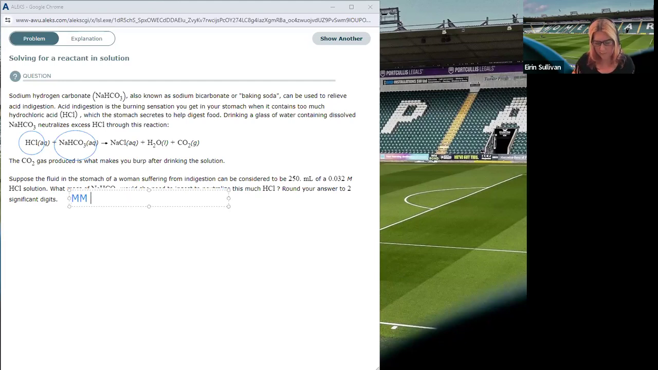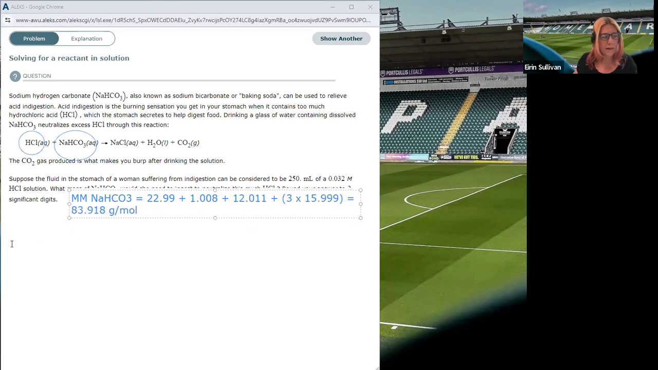So let's just quickly get the molar mass of sodium hydrogen carbonate because we know we're going to need it. So 22.99 plus 1.008 for the hydrogen plus 12.011 for the carbon plus 3 oxygens, 15.999 each, gives me 83.918 grams per mole.